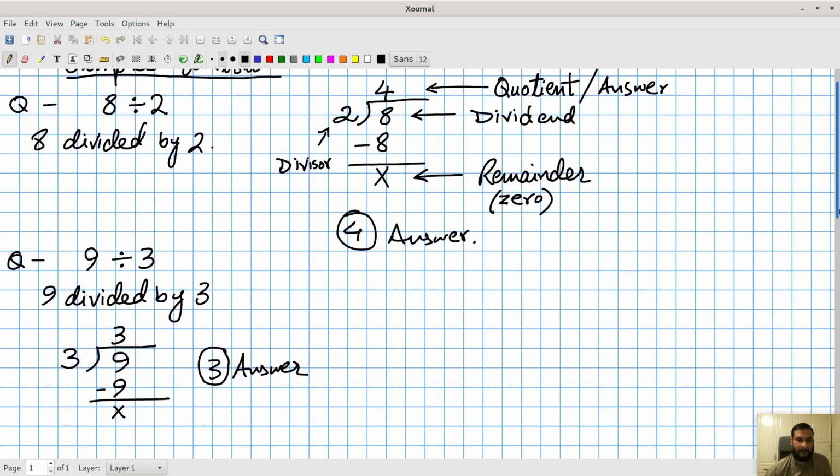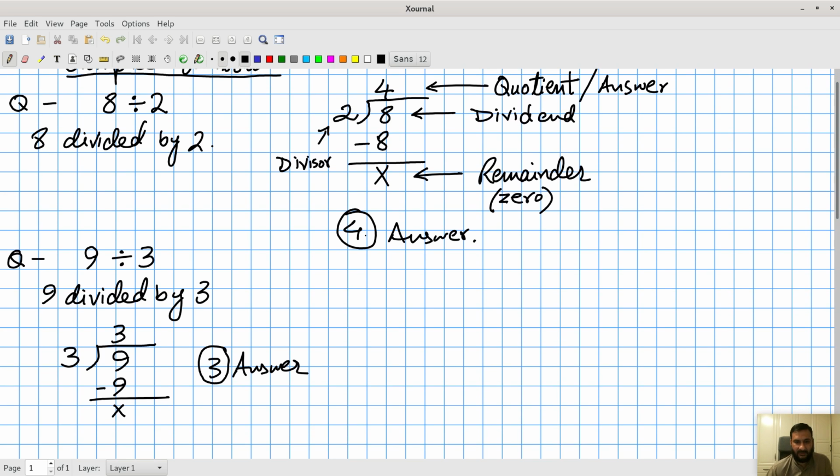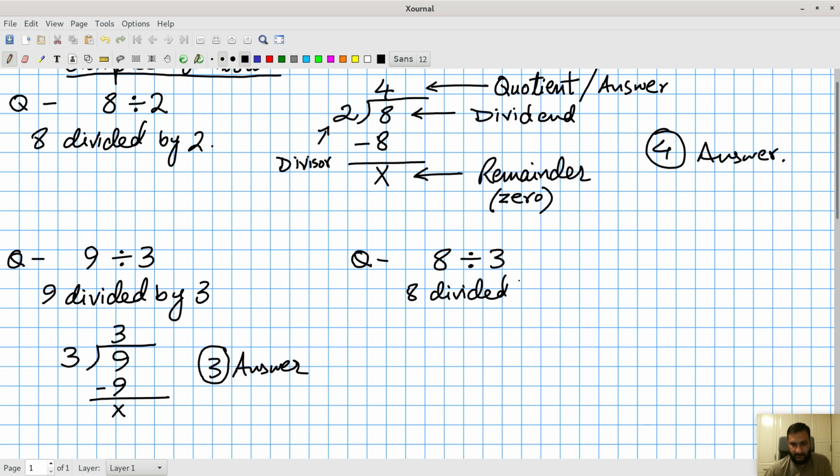Right, so let me solve another problem in which there won't be a successful division. I just want to show you what happens when you do that. Alright, so let's solve another problem. Let's say 8 divided by 3, right? This is just an example. So it says 8 divided by 3. So we do that.